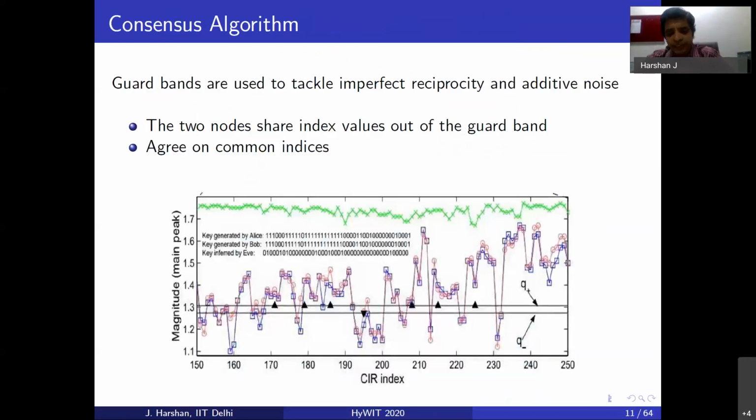So in the process, they will have to go through what is known as a consensus algorithm. Now, one such popular algorithm that we usually come across is the use of guard bands, right? So here is a picture wherein we have plotted the random samples experienced by both the nodes in the case of two users, node 1 and node 2, which are Alice and Bob. Now, guard bands play an important role here in order to mitigate imperfect reciprocity and additive noise at their own side, because these random samples are not identical; they're only correlated, right?